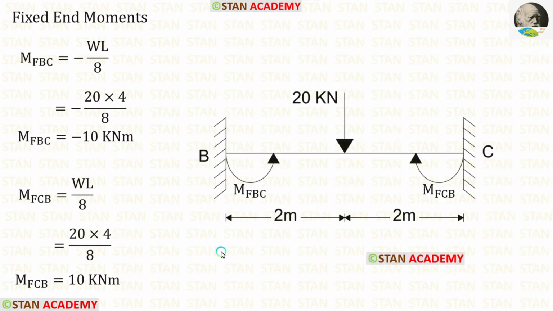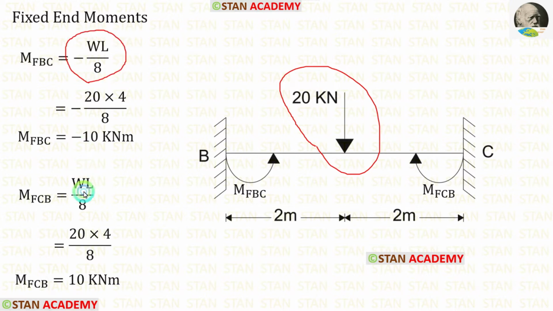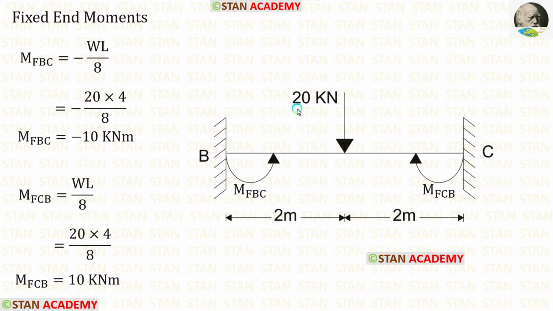Now let us find the fixed end moments in the beam BC. In the beam BC, there is a point load acting in the center. The formulas for the fixed end moments are minus WL upon 8 and positive WL upon 8. Here W is 20, L is 4. When we apply the values in the formulas, we get M of BC and M of CB.